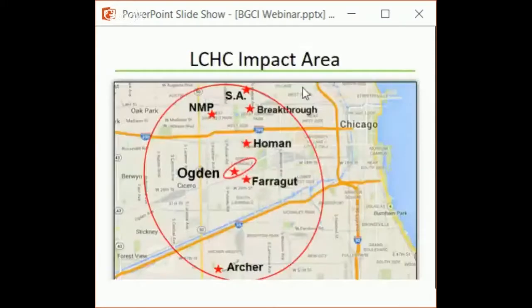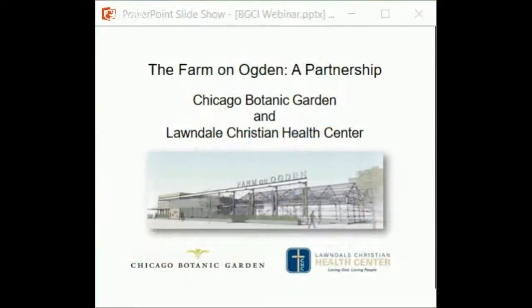And a really good example of this is our newest endeavor, which is the Farm on Ogden, which is in North Lawndale in Chicago. We're collaborating with the Lawndale Christian Health Center on a facility that includes a commercial scale aquaponic system, commercial kitchen and microprocessing center, healthy corner store, cold storage, produce packing station, multi-purpose community space, along with office space for our Windy City Harvest staff.